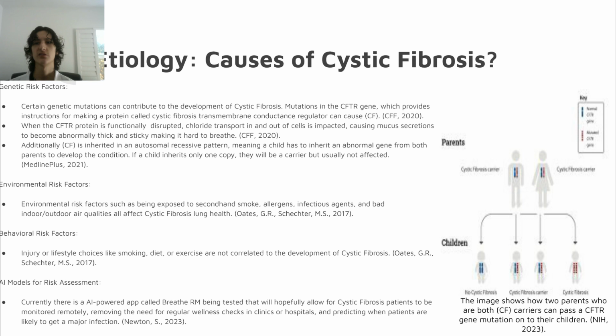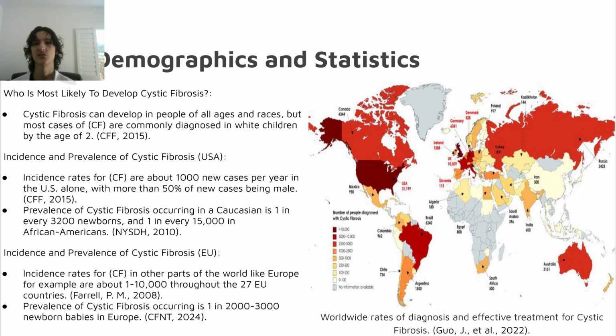Next, we'll be taking a look at the demographics and statistics of cystic fibrosis in the US versus the EU and see who is most likely to develop cystic fibrosis. Cystic fibrosis can develop in people of all ages and races, but most cases of CF are commonly diagnosed in white children by the age of 2. Next, incidence rates for CF are about 1,000 new cases per year in the US alone, with more than 50% of new cases being male.